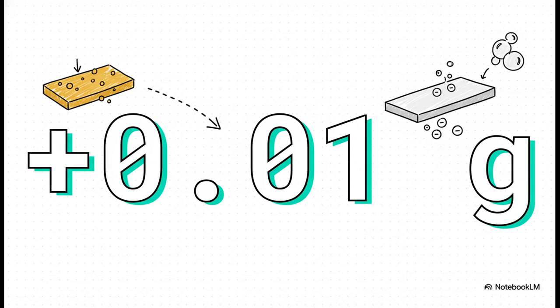But what about the platinum anode? Well, its mass doesn't change one bit. It's just there to provide a surface for the reaction to happen. It's not actually part of the reaction.